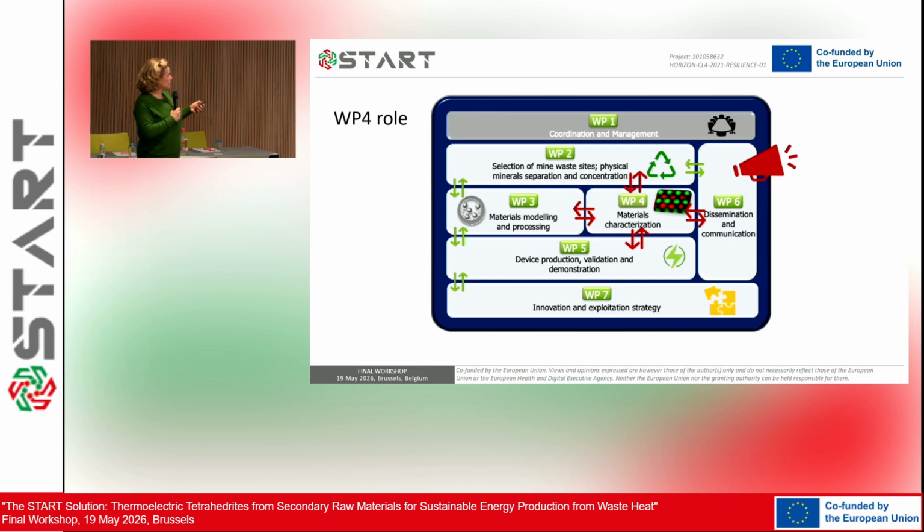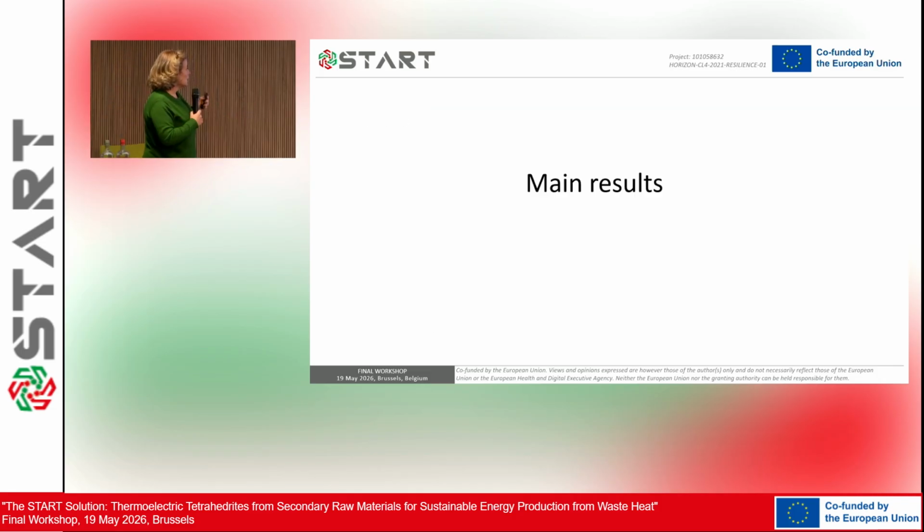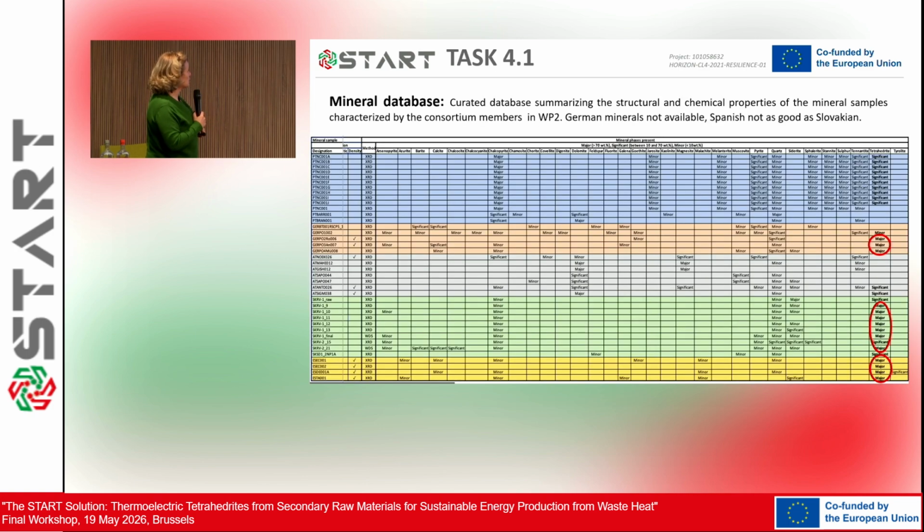So here you can see just a very small diagram showing that in work package 4, which was materials characterization, we were handling and also helping with work package 2 characterization, although you were quite independent. With work package 3, which was the materials processing, and then also with work package 5, which is the device production. So I'm going to present some results, of course not all, but the main conclusions.